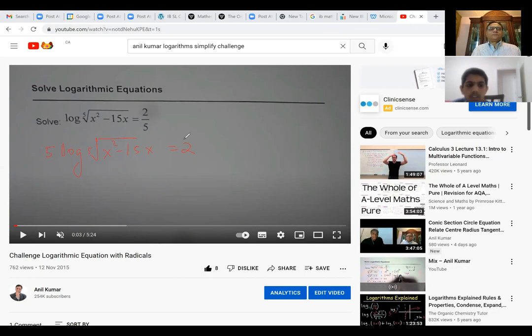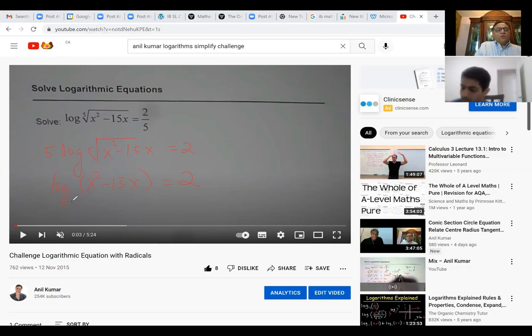So you just multiplied it. Because 5 is the denominator, you just multiply it by 5. And then this will cancel that fifth root, right? So we get on the left side log of x squared minus 15x equals 2. Does it make sense?